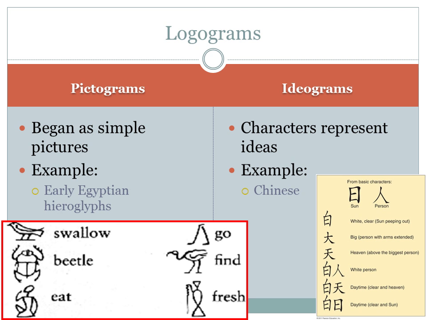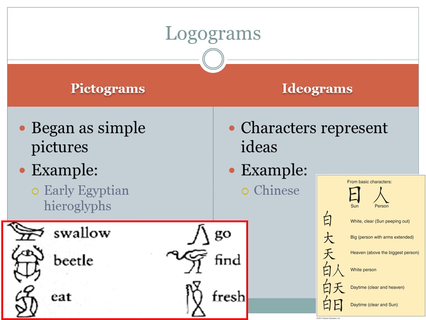The ideograms, and this is a really good example for the Chinese written language, each character represents an idea. So in order to be fluent in written Chinese, you might have to know thousands of characters. And our textbook uses the visual that you see down below with a person and the sun. And we can combine different ideas, different symbols, characters, to represent different things.